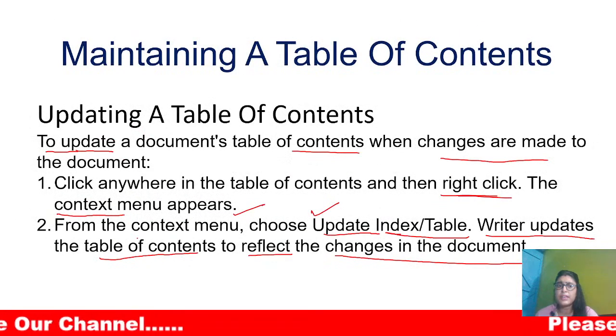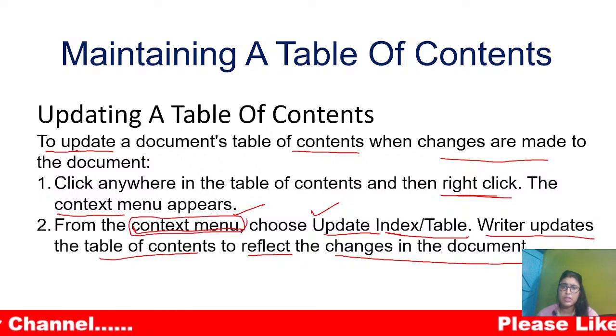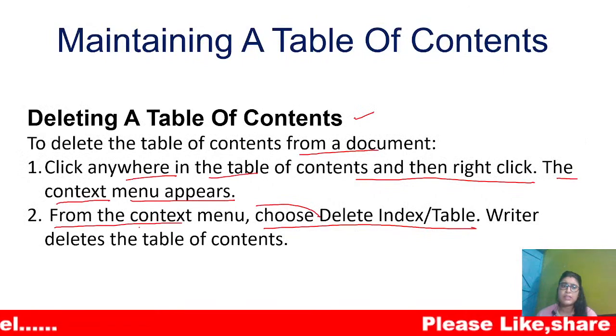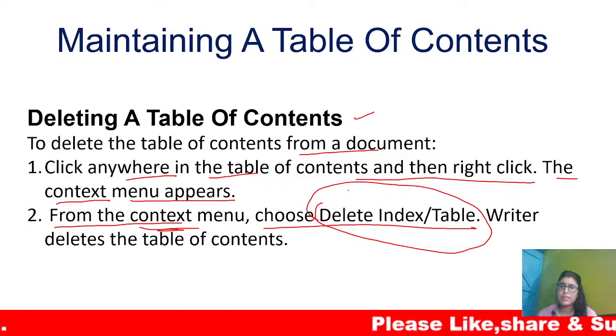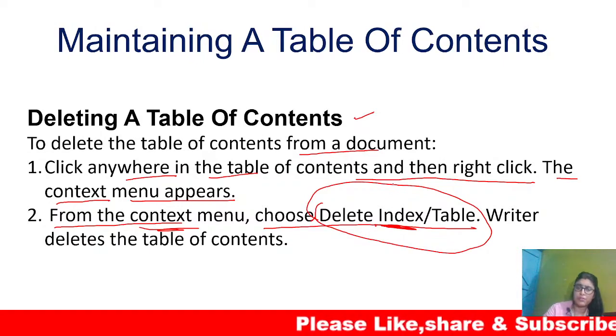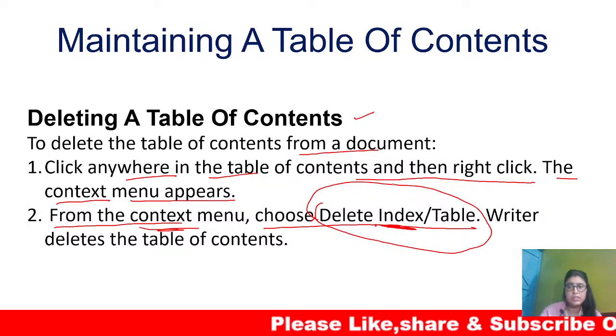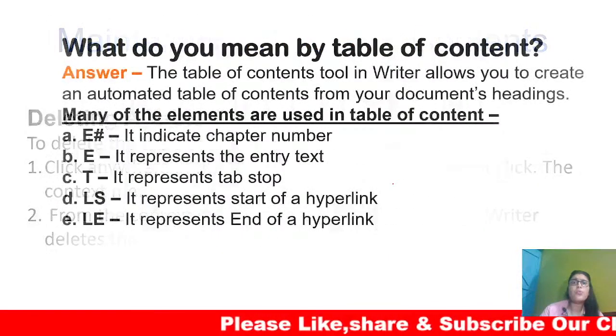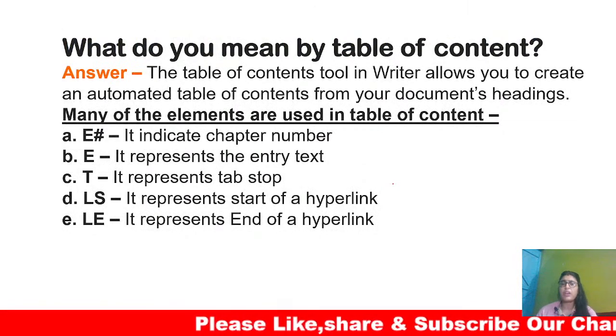So both of these, updating a table of content and deleting it, need this context menu. This context menu is important. Inside this context menu only we will find the update option, and inside this context menu only we will choose Delete Index/Table. We find it here, over here. And OpenOffice Writer will delete the table of content. Right? So this is how we are going to maintain our table of content.